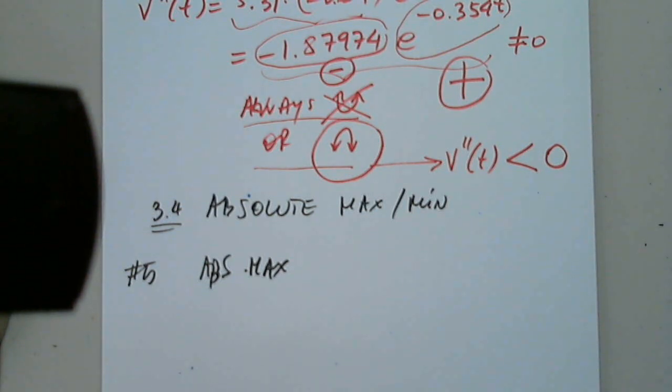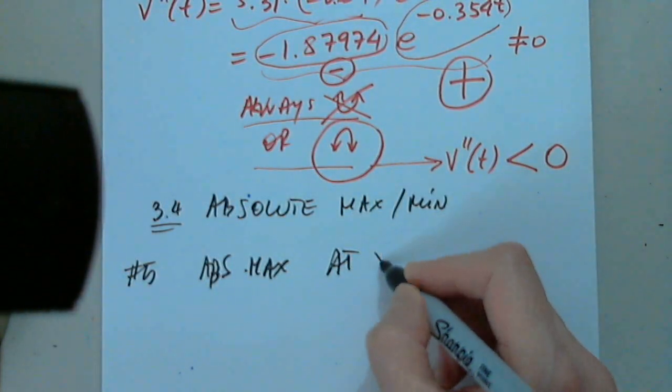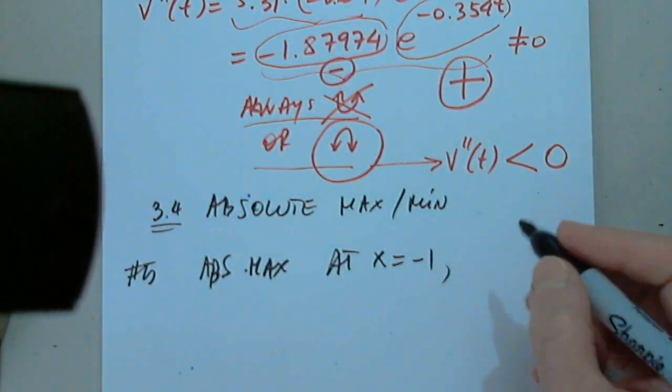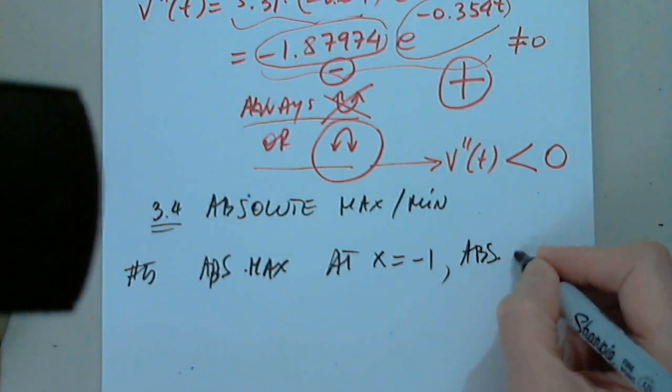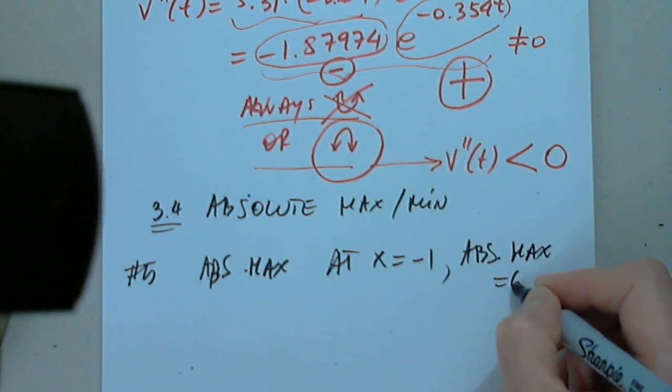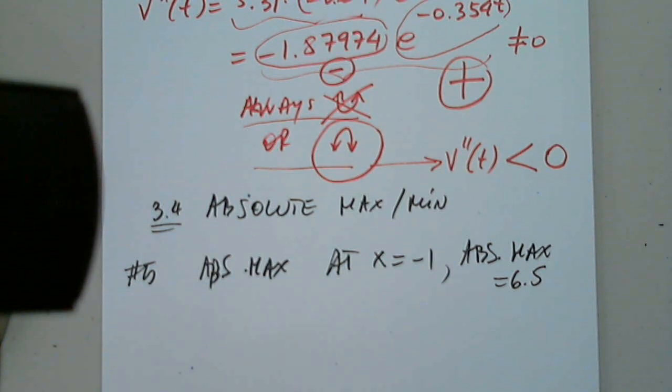-1. When x equals -1, so the location is when x equals -1. Awesome. And what is the absolute maximum? That was a 6.5. Excellent. I agree. So at x equals -1, it appears that the absolute max is 6.5. Awesome. Great job. Okay. Is this a relative maximum also?